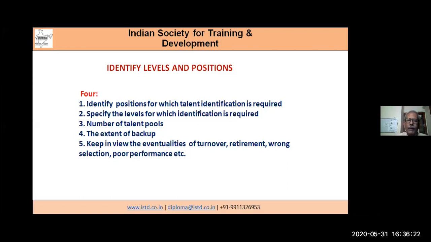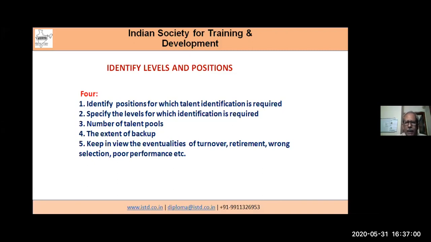So you need to identify the specific positions for which talent identification is required. Are you going to find a person for a position of general manager, a junior management person, or a regional manager? And maybe in terms of skill also, are you getting a person who is skilled in any particular area, skilled in programming, computers, management, or finance? So what are the positions for which talent identification is required? That has to be found out very specifically.